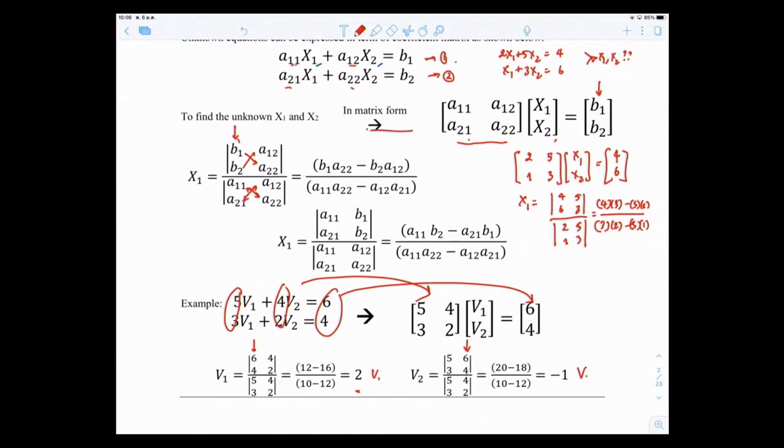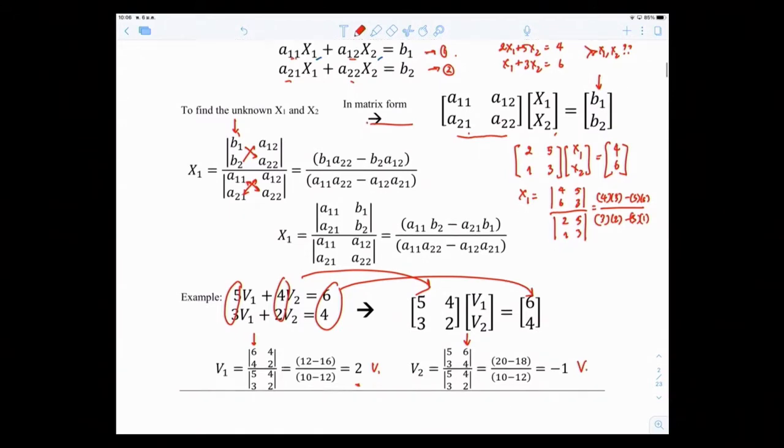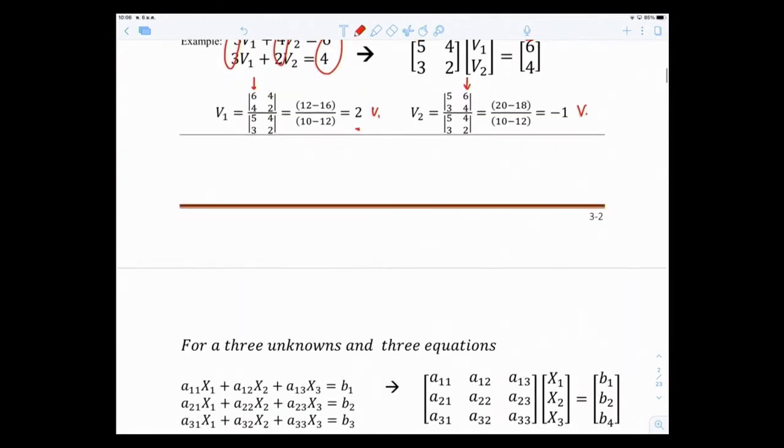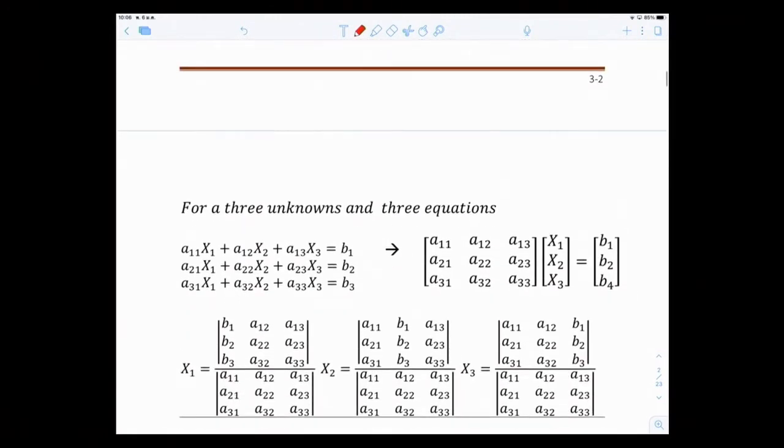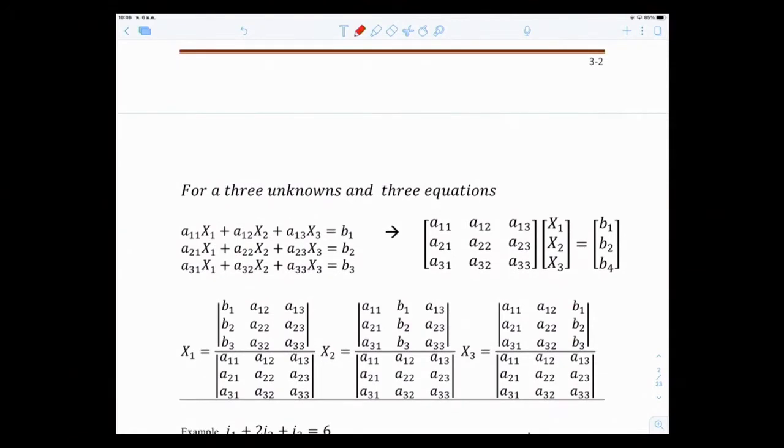So this is Cramer's rule. Of course, this is 2 by 2. You can have a 3 by 3 matrix also. You have 3 unknowns and 3 equations that you have to solve. It's the same concept.